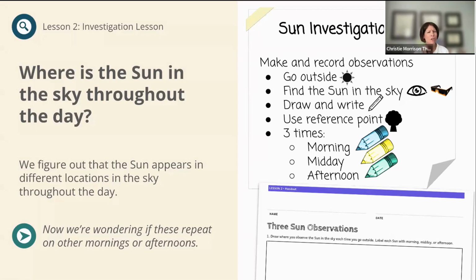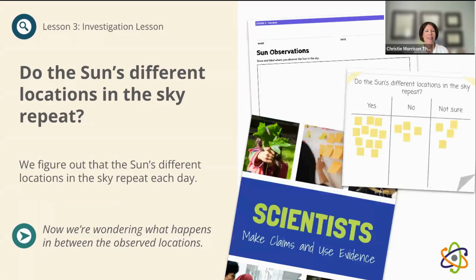Like, we aren't sure if these different locations happen every day. Would the sun only be in these locations today? Or would we observe it in these locations at these same times on another day? Would they repeat? This is what motivates our Lesson 3 work. Do the sun's different locations in the sky repeat? We use our sun investigation plan and go outside to make and record observations of the sun in the sky in the morning.